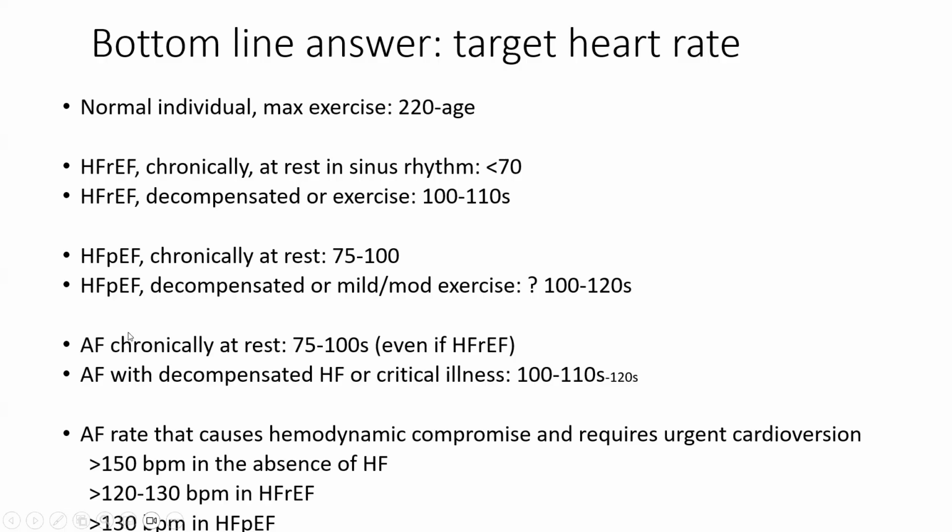Heart failure with preserved EF decompensated or at mild to moderate exercise, target heart rate probably 100 to 120 beats per minute. Number four, AFib chronically at rest, target heart rate 75 to 100s beats per minute, even if heart failure with reduced EF. AFib with decompensated heart failure or critical illness, target heart rate 100 to 100 teens beats per minute, maybe 120 beats per minute in cases of high preload or maybe heart failure with preserved EF.